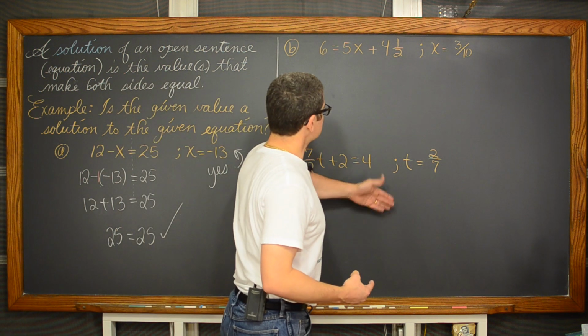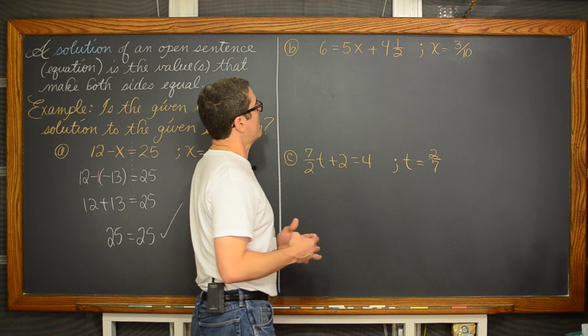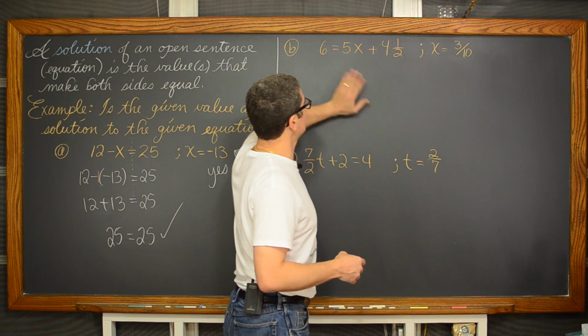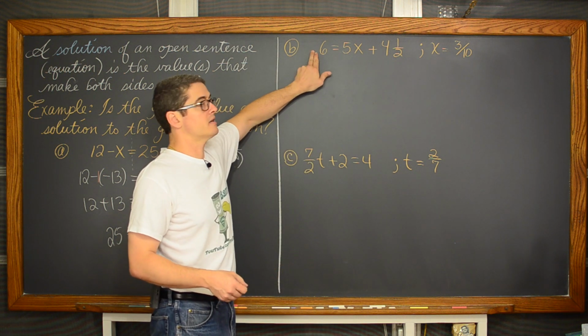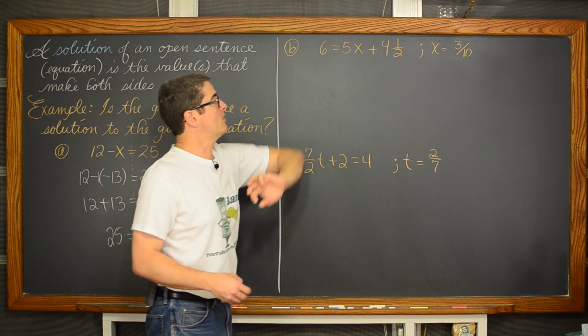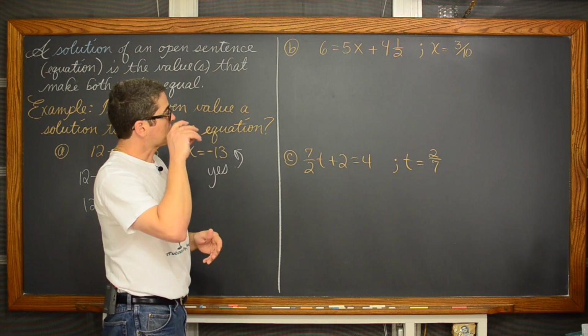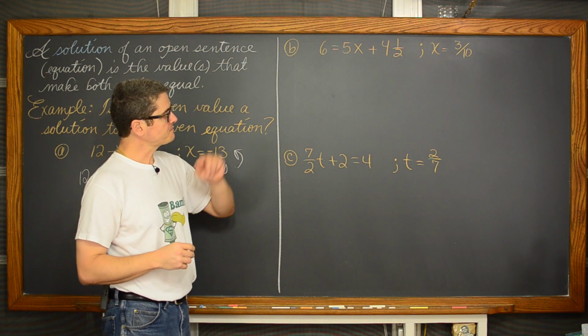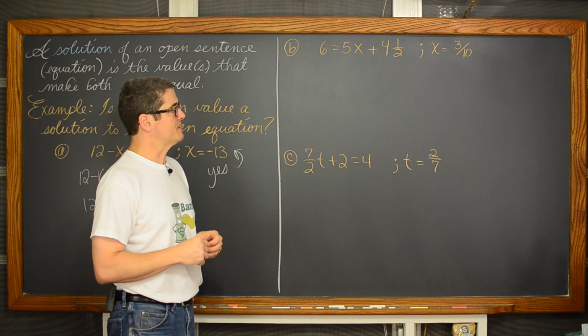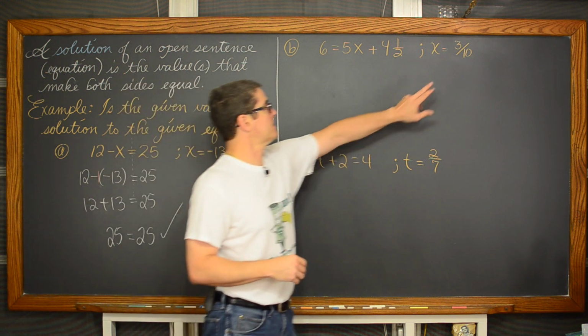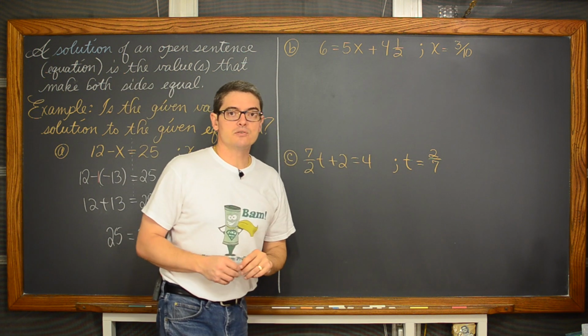Now over here we got fractions again because we need practice with those fractions. We have 6 is equal to, again, a constant on the left side of our equation, and on the right side now we have the expression of 5x plus 4 1/2. Is x equals 3/10 a solution? When I plug that in, do we get the two sides to be equal?